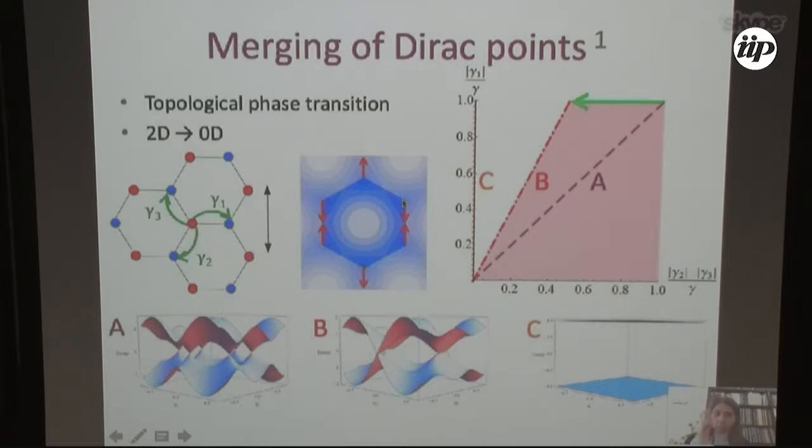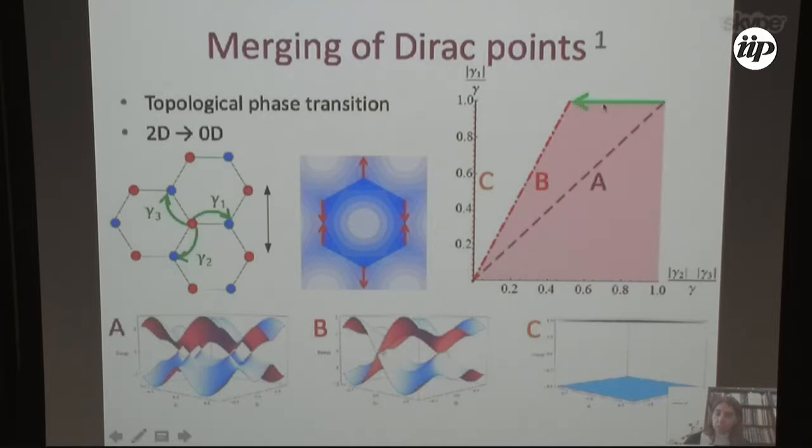So what happens when I start shaking is that I will now change my gamma 2 and gamma 3, because I'm shaking perpendicular to gamma 1. Gamma 1 is not going to be affected. I am just going to change gamma 2 in the same way as I'm going to change gamma 3, because they are equally affected by the shaking. Which means that if I start from a point where the three hoppings, gamma 1, gamma 2, and gamma 3 are equal, I am starting from this corner, I will move along the green line here up.